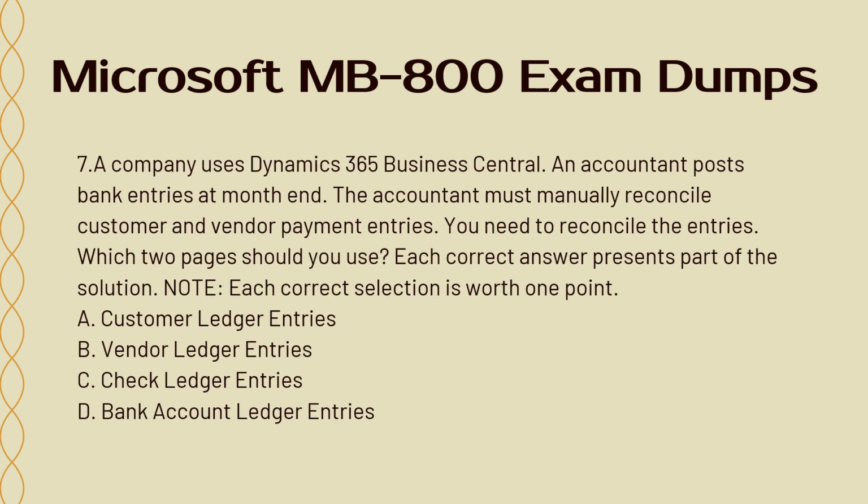7. A company uses Dynamics 365 Business Central. An accountant posts bank entries at month end. The accountant must manually reconcile customer and vendor payment entries. You need to reconcile the entries. Which two pages should you use? Each correct answer presents part of the solution. Note: each correct selection is worth 1 point. A. Customer ledger entries. B. Vendor ledger entries. C. Check ledger entries. D. Bank account ledger entries.